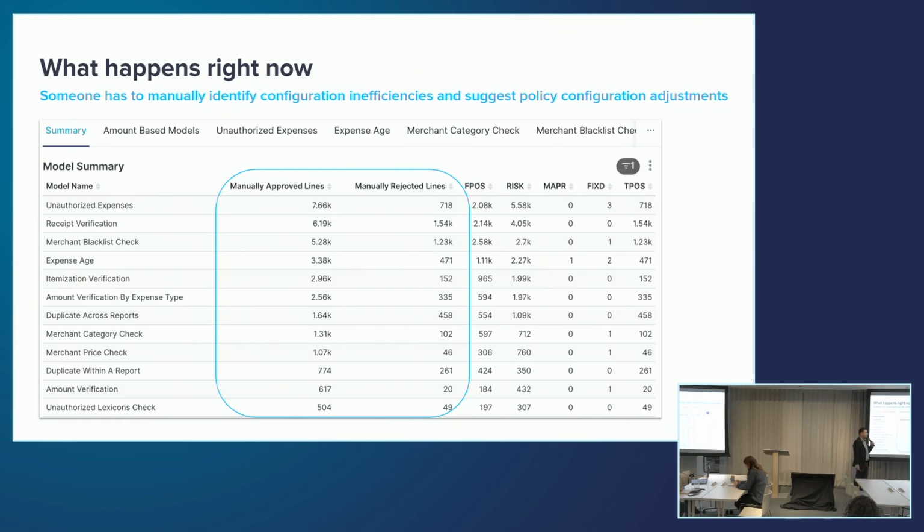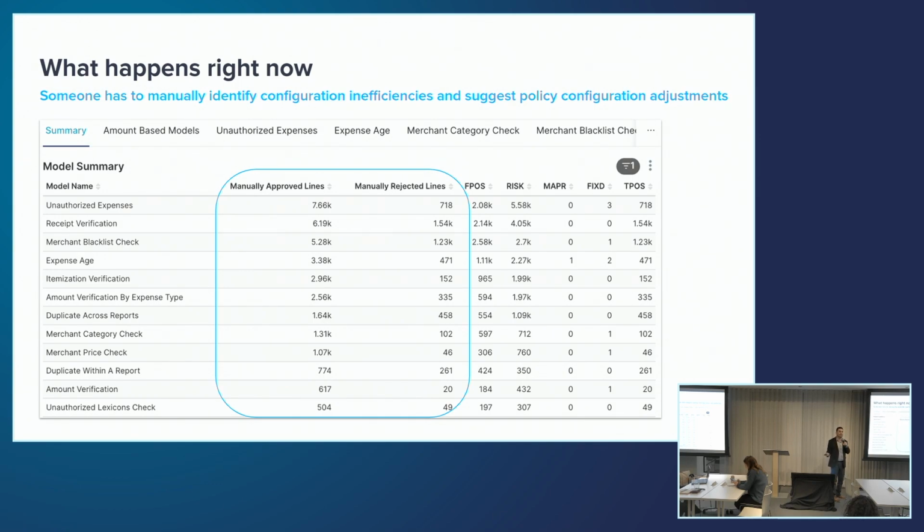So going on that first line, unauthorized expenses, 7.6 thousand times. Now, as an auditor, when you see that flag, it's your job to put that review into a bucket. It's a false positive, it's a true positive, it's an exception. There's a result that you have to do, okay? And so we analyze that and we say, well, out of 7,000 times, only 718 were rejected.